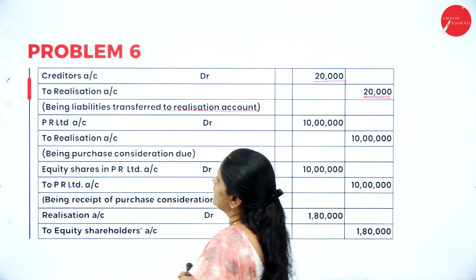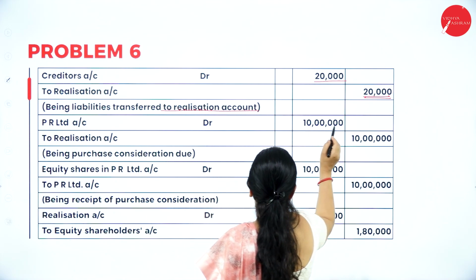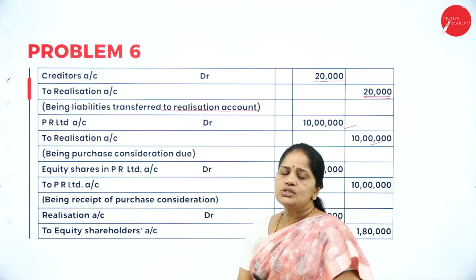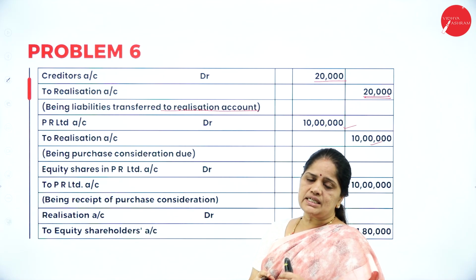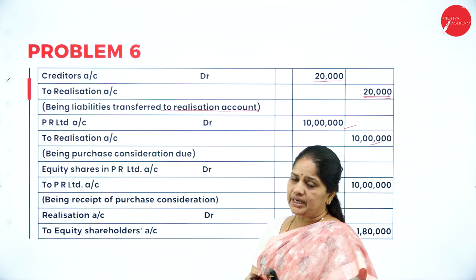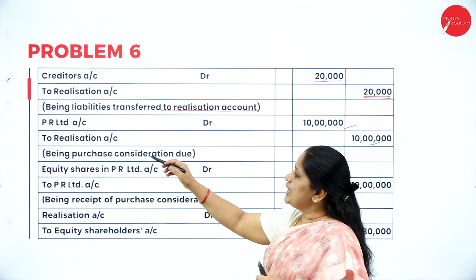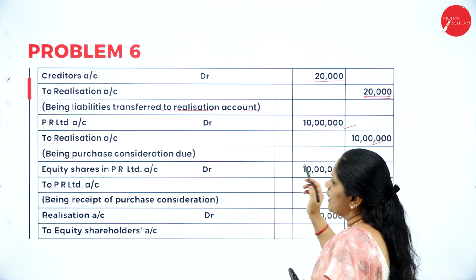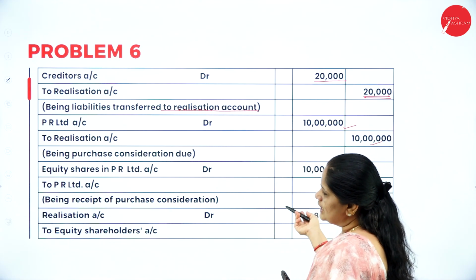Then, next one is PR Limited account debtor 10 lakhs to realization account 10 lakhs. See, 10 lakhs is the purchase consideration which has been fixed for the R Limited company. So that entry is PR Limited account debtor to realization account 10 lakhs, being purchase consideration due.